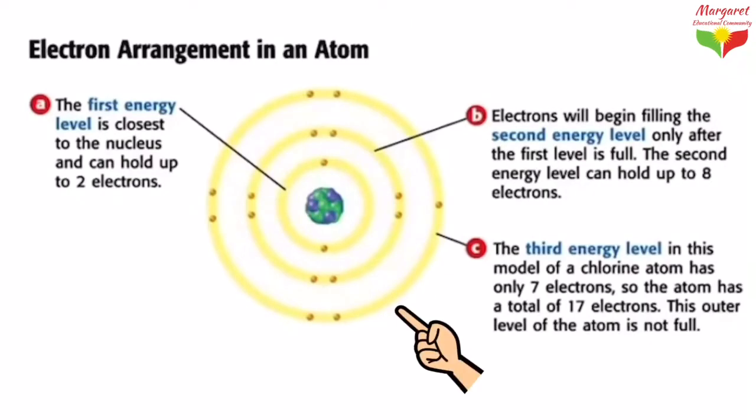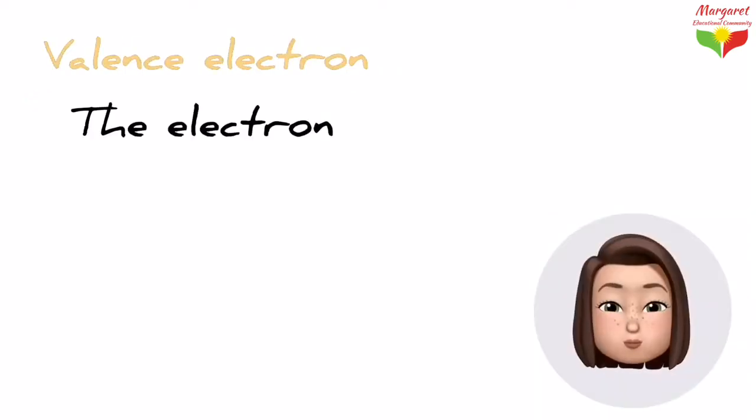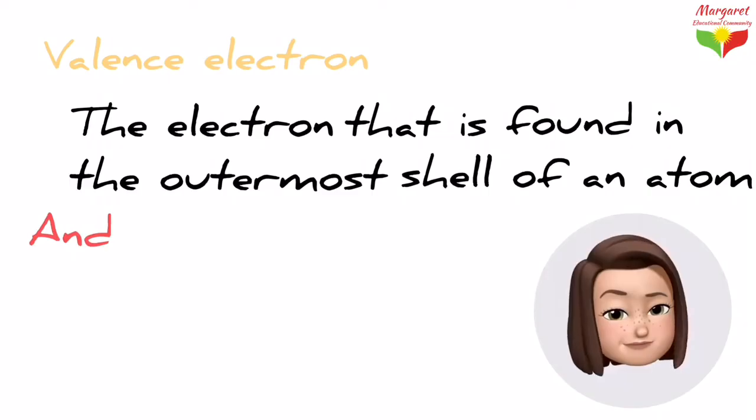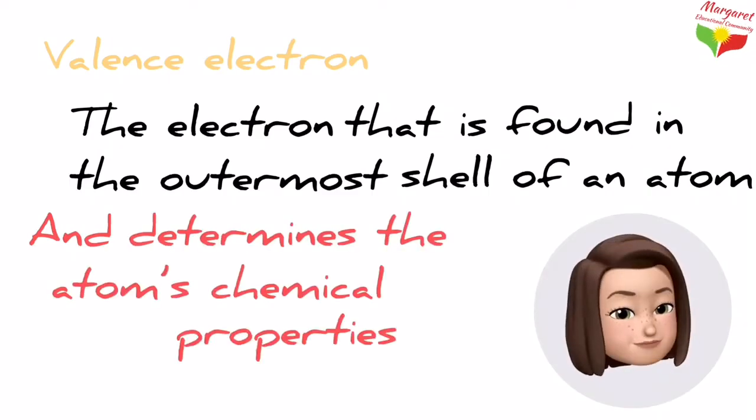And here on the third energy level, only 7 electrons are there. So the atom has a total of 70 electrons. This outer level of the atom is not full. The 7 electrons on the outermost level of this atom are called valence electrons. Now, a valence electron is an electron that is found in the outermost shell of an atom, and it's very important to determine the atom's chemical properties.